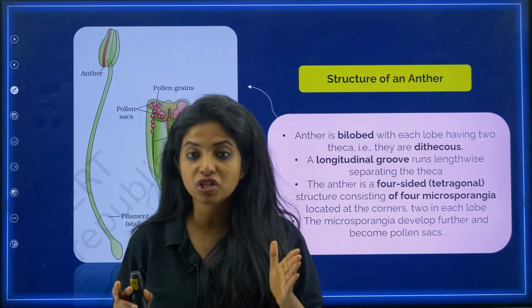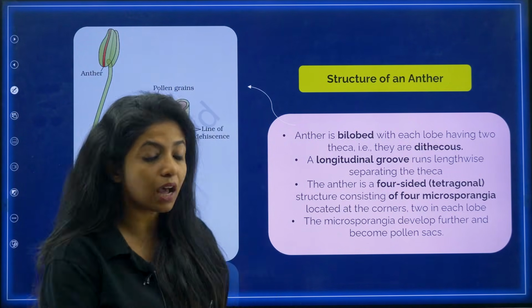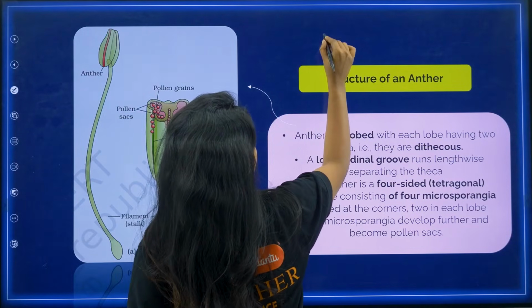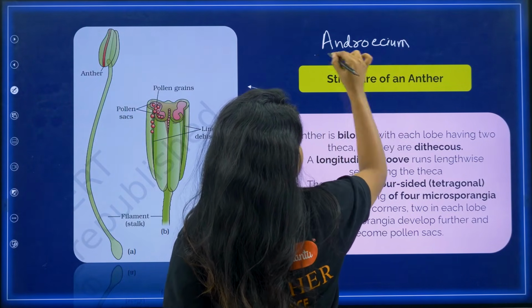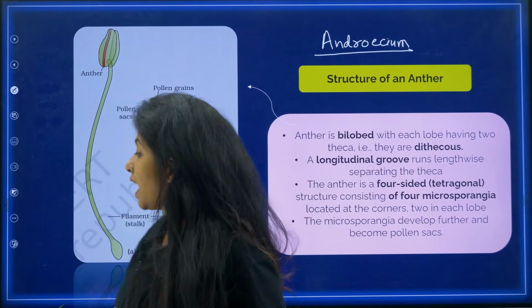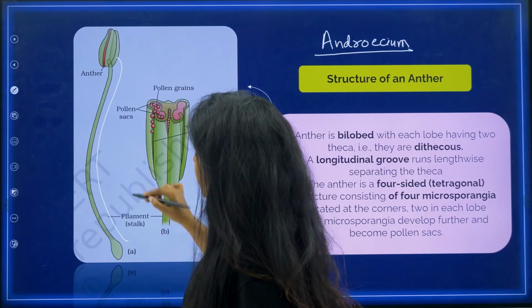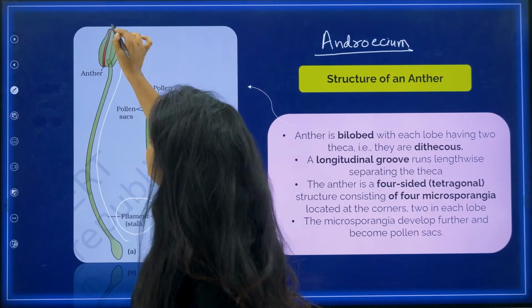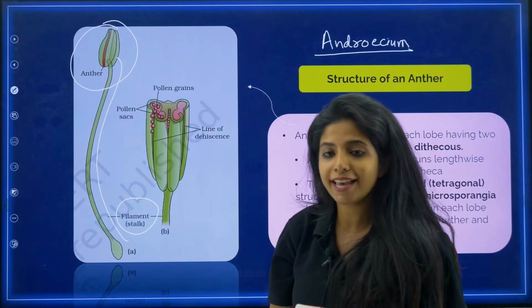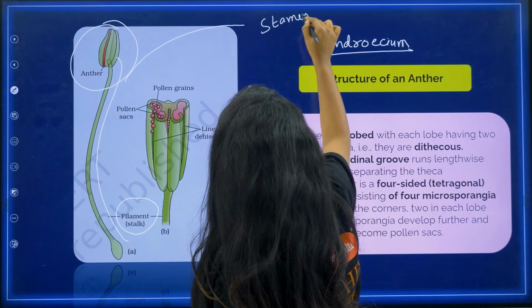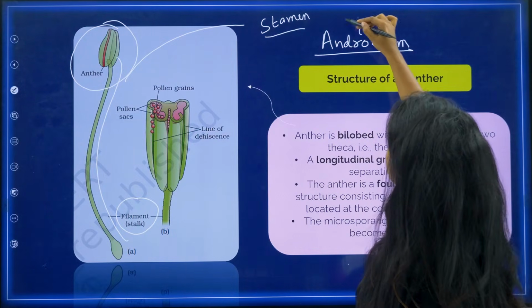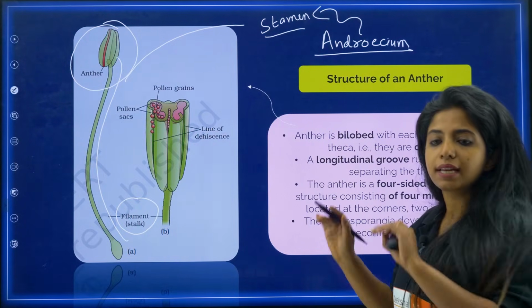Now, the first part of the chapter talks about the male reproductive system. What do you call this male reproductive system? You call it androecium, my dear children. Now, what does androecium contain? Androecium contains a long filament, and on the top of the filament you have a structure like this, which is known as anther. Together, what do you call it? You call it stamen. But ma'am, you told that it is known as androecium. So bacha, stamen is the other name of androecium.